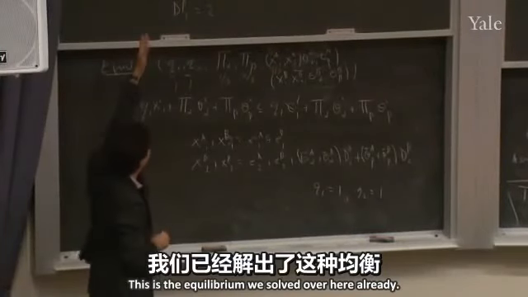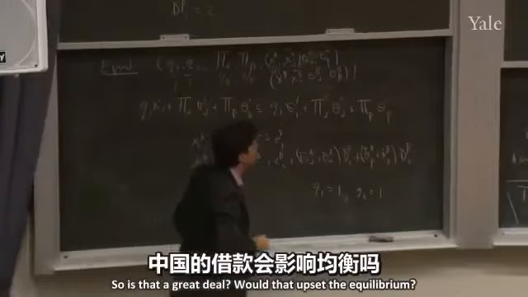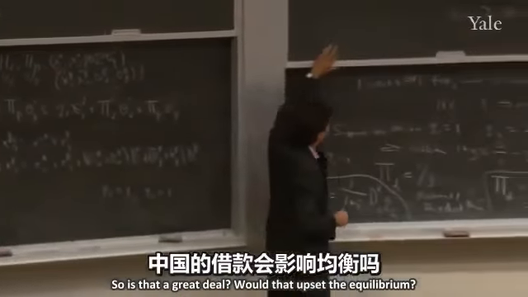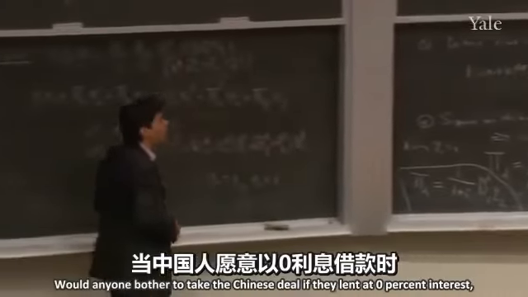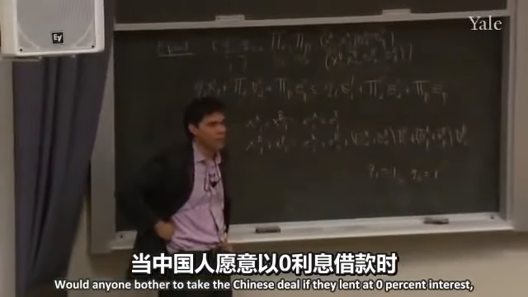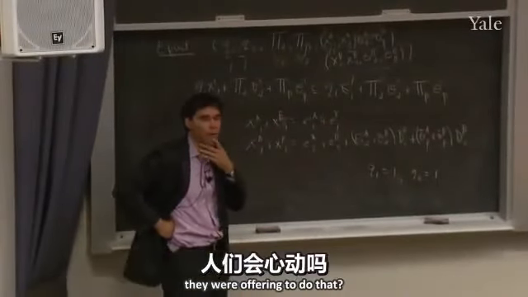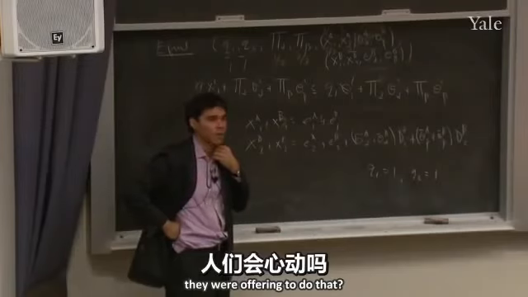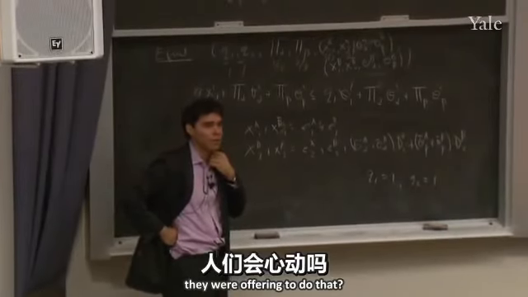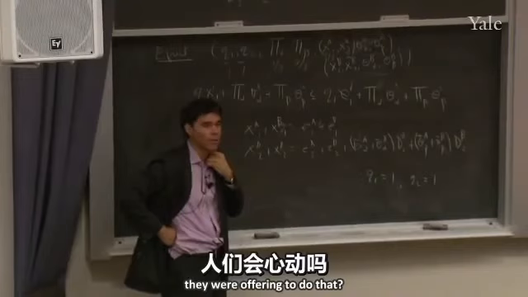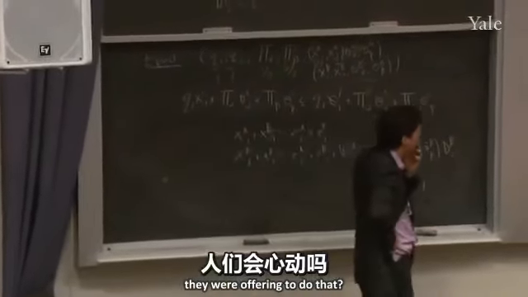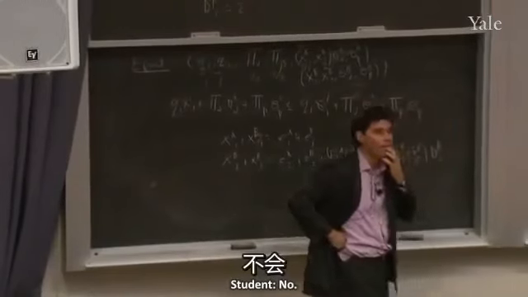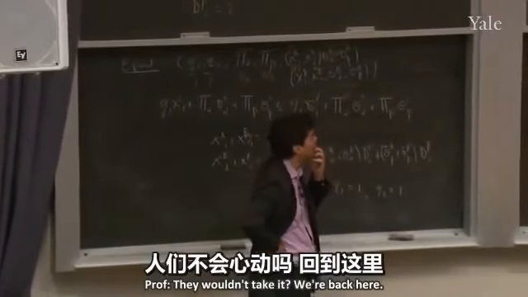This is the equilibrium we solved over here already. So is that a great deal? Would that upset the equilibrium? Would anyone bother to take the Chinese deal if they lent at 0% interest? They were offering to do that? What? No. They wouldn't take it?